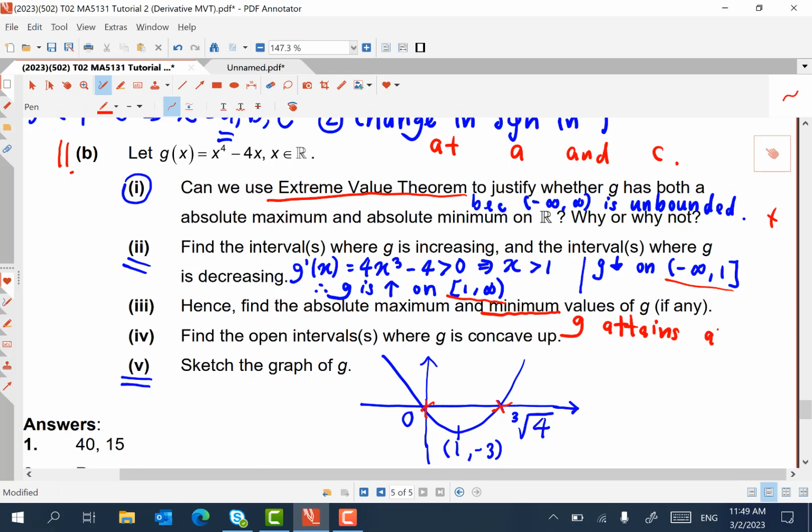Wait, so which graph is correct? The one there. The one in blue or the one in black? Blue. So this one's wrong, just a big difference.